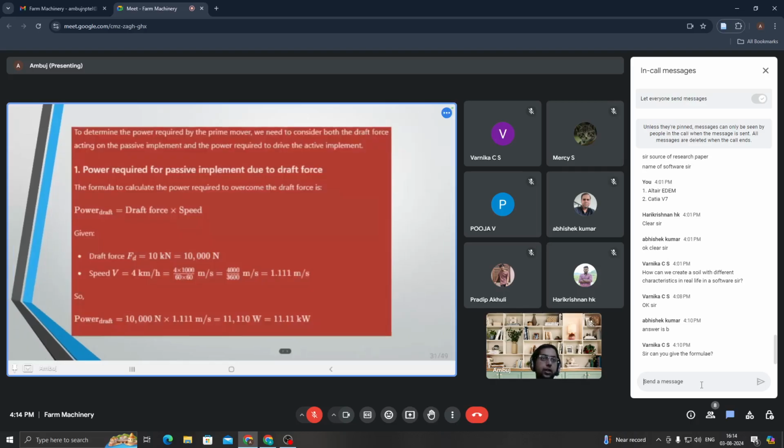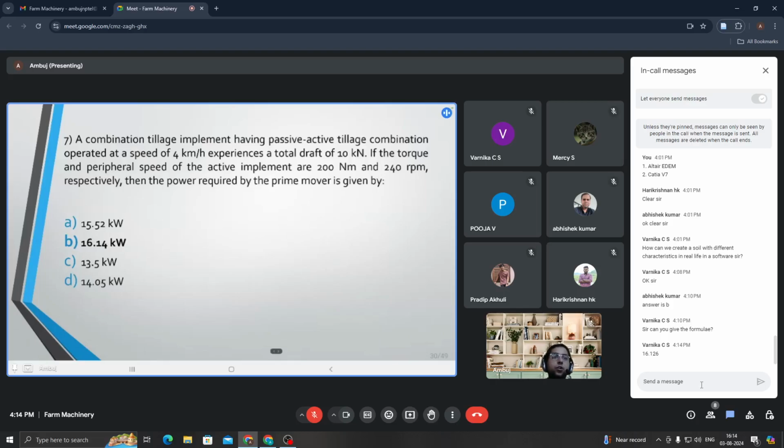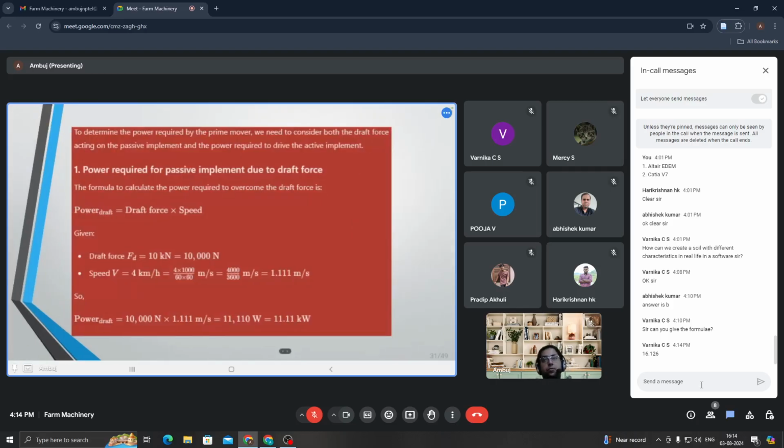As I already told you the approach, power requirement for passive implement, first of all, this I have to calculate. Yes, it would be F into V. 16.126. Great. You are getting it correctly. It is nearly around 16.14. Good. First formula I will apply, F into V.